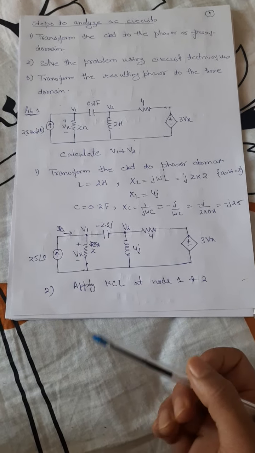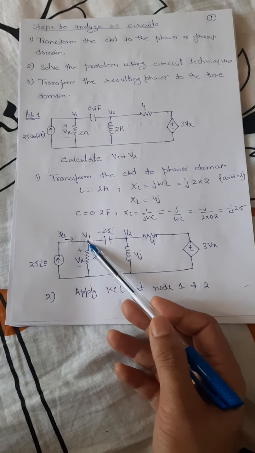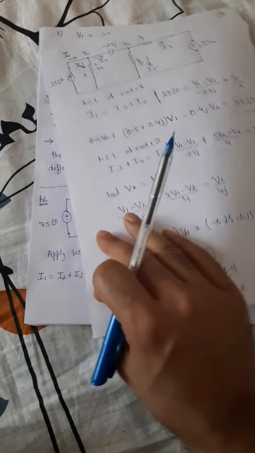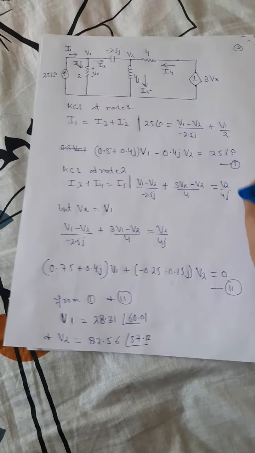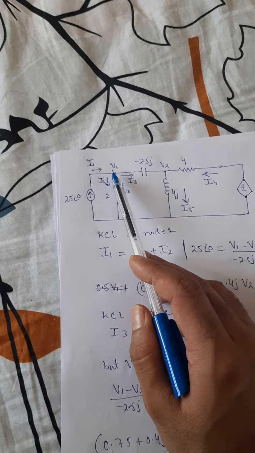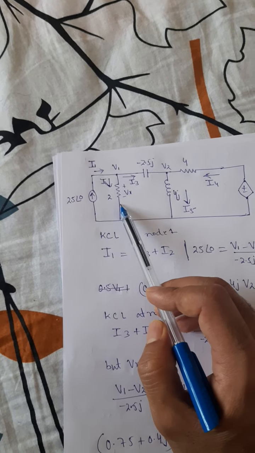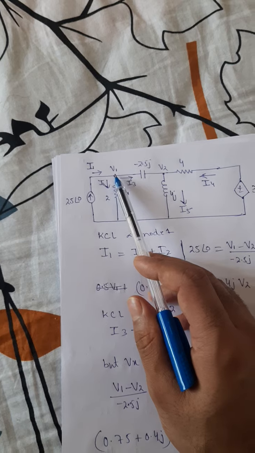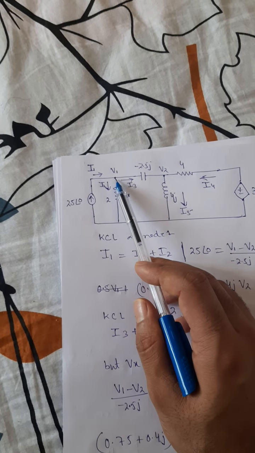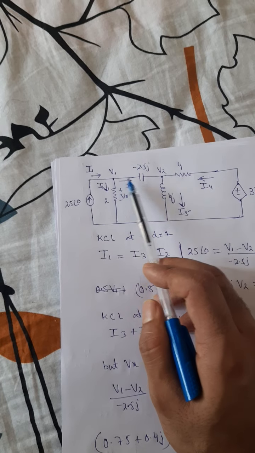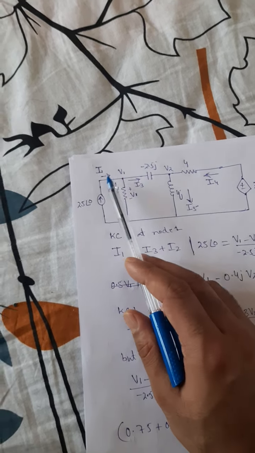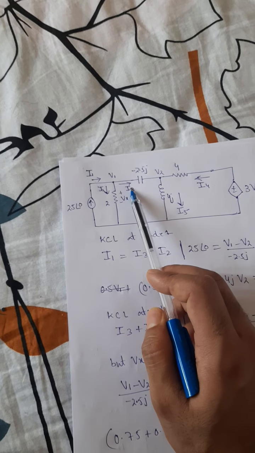In the second step, I will apply KCL at this node and this node. So the figure will change to this. At node 1, suppose I1 is the current going towards node 1. I2 is the current flowing in this 2 ohm resistor, going away from node 1. And I3 is the current moving from node 1 to node 2, which is again going away from node 1. So applying KCL at node 1, I will get I1 equal to I2 plus I3.